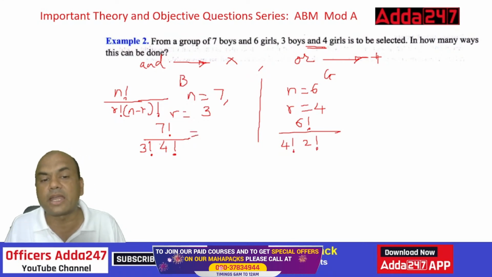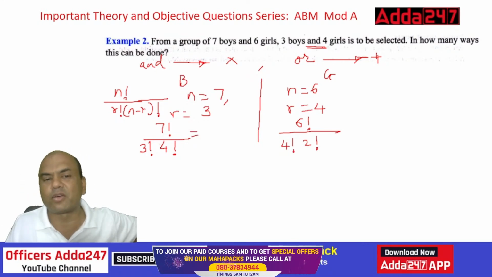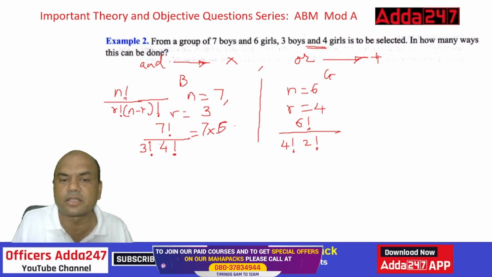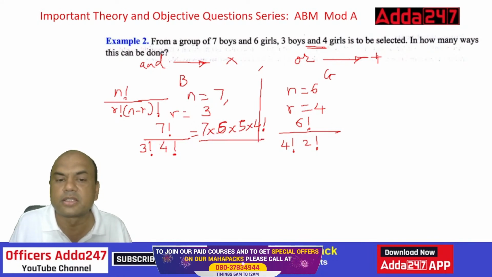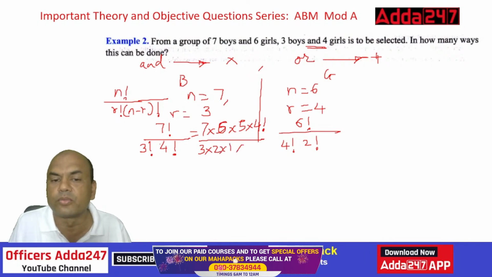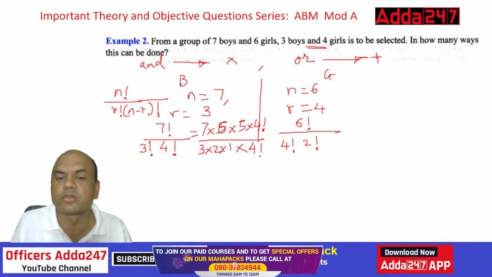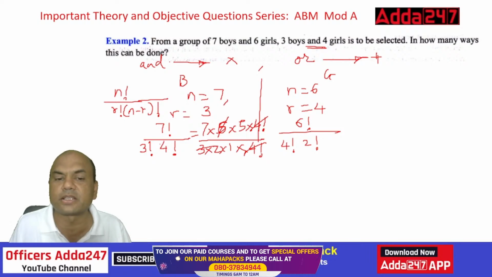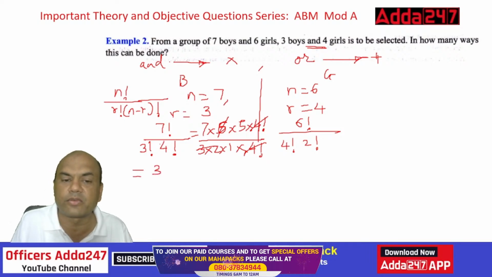See here, you can directly cancel this now. Don't go on multiplying all these things. See here, 7 factorial means what? 7 into 6 into 5 into 4 factorial. The whole upon 3 factorial, which is 3 into 2 into 1 into 4 factorial only. So this gets cancelled with 4 factorial. 3 into 2 is 6 and this 6 gets cancelled. 7 into 5 is 35. So the answer is 35 for the boys.